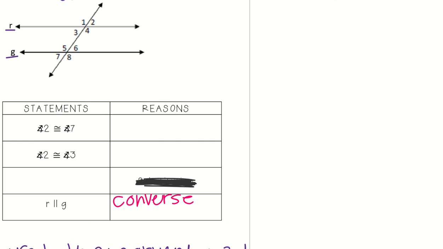Okay, how do I know that 2 is congruent to 7? It was given to me. How do I know that 2 is congruent to 3? They are vertical angles.